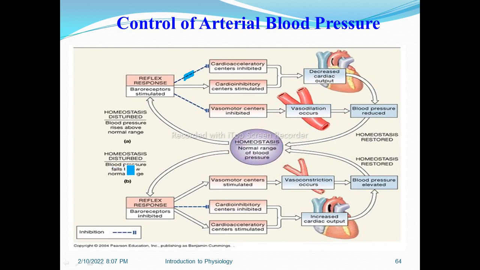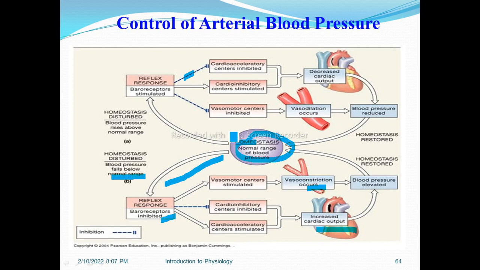But if blood pressure falls below the normal range, a reflex response will be present and baroreceptors will be inhibited. In this case, the vasomotor center is stimulated, the cardioinhibitory center is inhibited, and the cardioacceleratory center is stimulated. By these actions, vasoconstriction will occur in the blood vessels and cardiac output will increase, that means in the heart. So blood pressure will be increased, and normal blood pressure is maintained. By these actions, our arterial blood pressure will be in homeostasis, or will be constant.